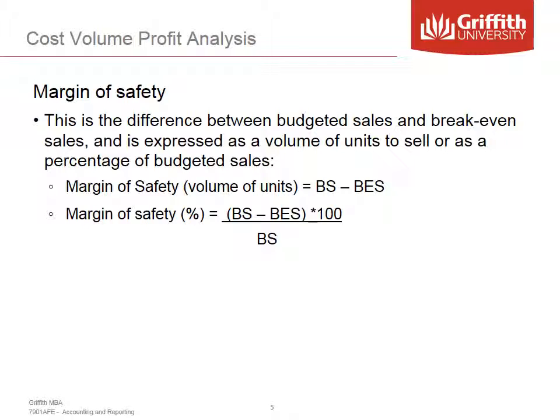Okay, so the margin of safety in terms of the volume of units is the budgeted sales minus the break-even sales. We hope and we assume for an ongoing business that budgeted sales will be well above break-even sales because we want our business to be profitable. So the margin of safety again is asking how far above break-even are we operating. Expressing that as a percentage, we simply take that margin of safety volume and turn that into a percentage by dividing it by the denominator, budgeted sales.